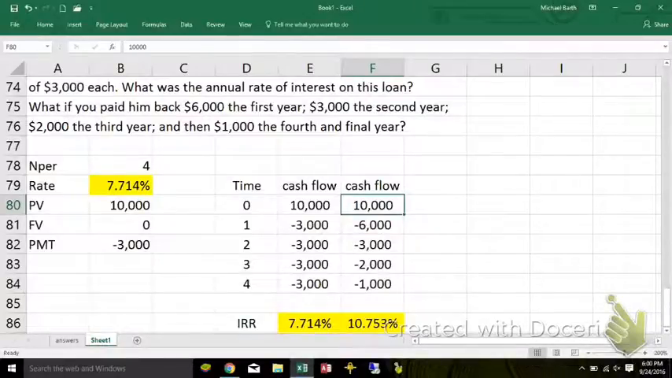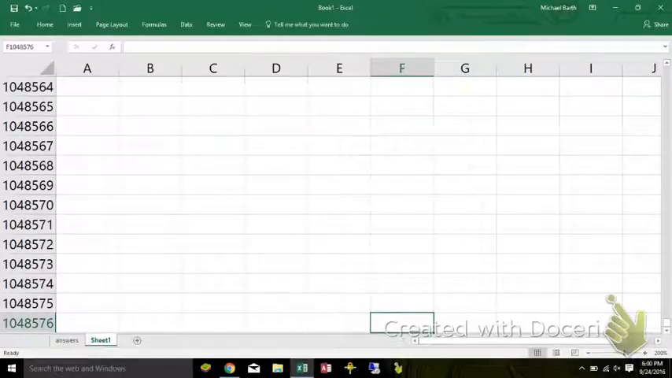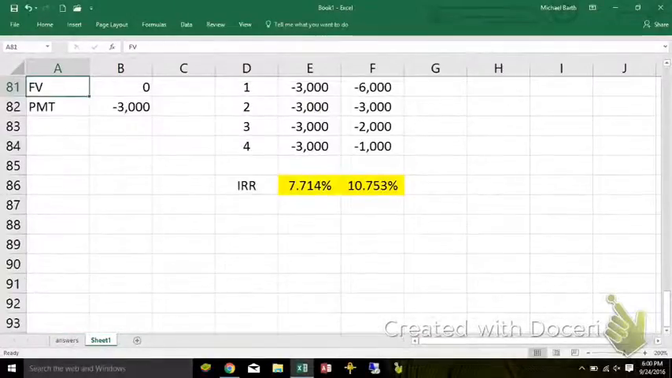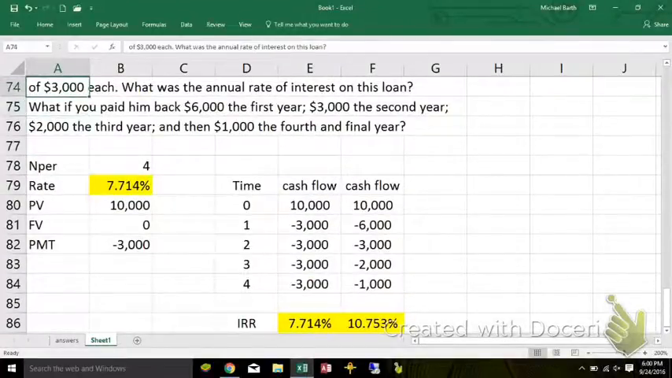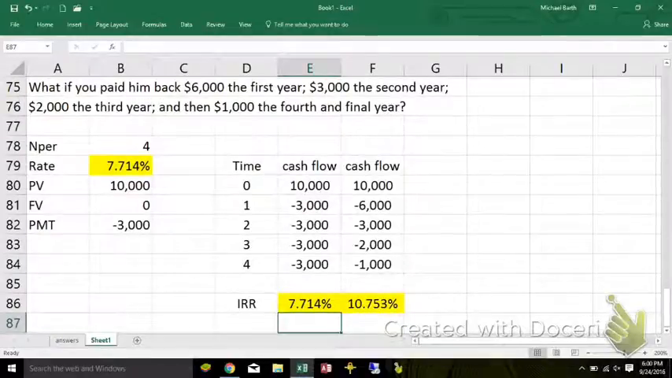Unless you're going to have something that's going to have more than 1,048,576 entries, as long as it's less than that and you can fit it into the spreadsheet, then it's actually generally just as easy to use the IRR function to solve these problems as the rate function.